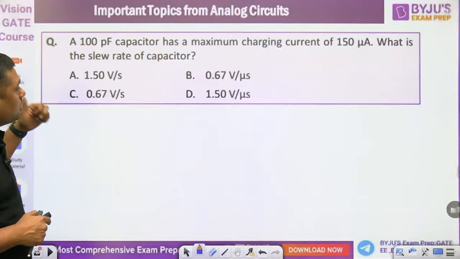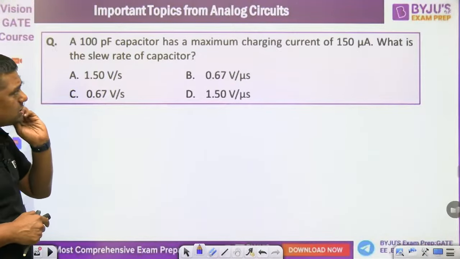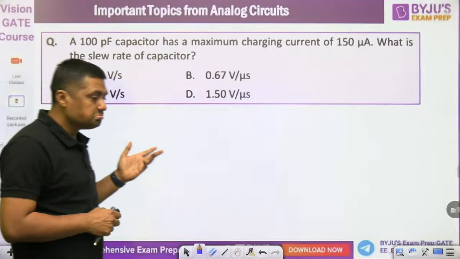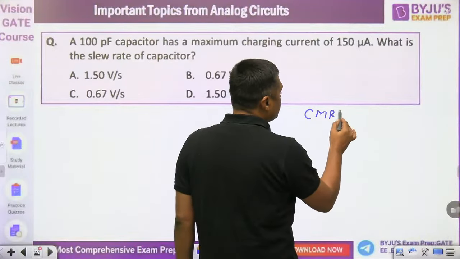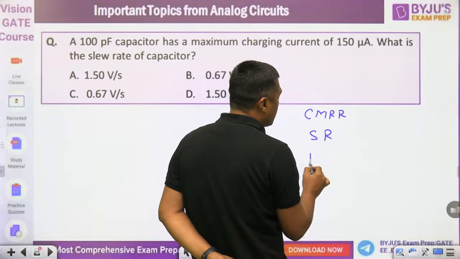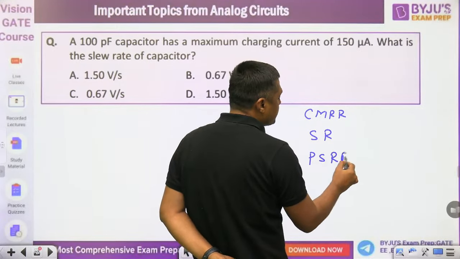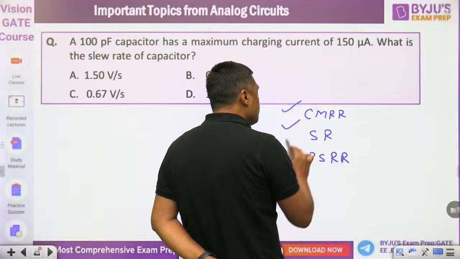You have to solve quickly, slew rate. They say, what are the properties of the operational amplifier? For example, CMRR, common mode rejection ratio. Second one is slew rate, then PSRR, power supply rejection ratio. Please get the idea about all these properties.